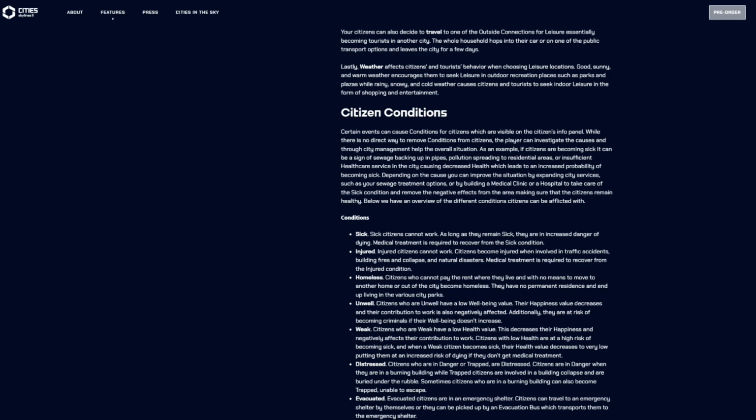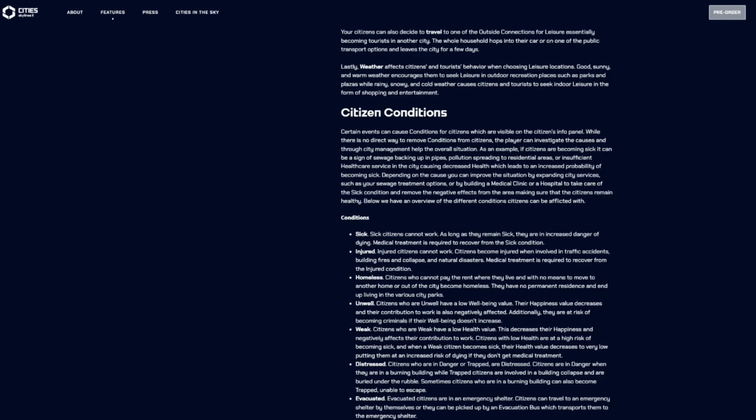As an example, if citizens are becoming sick, it can be a sign of sewage backing up in pipes, pollution spreading to residential areas, or insufficient healthcare service in the city causing decreased health, which leads to an increased probability of becoming sick. Depending on the cause, you can improve the situation by expanding city services, such as your sewage treatment options, or by building a medical clinic or hospital to take care of the sick condition and remove the negative effects from the area, making sure citizens remain healthy. Below, we have an overview of the different conditions citizens can be afflicted with.